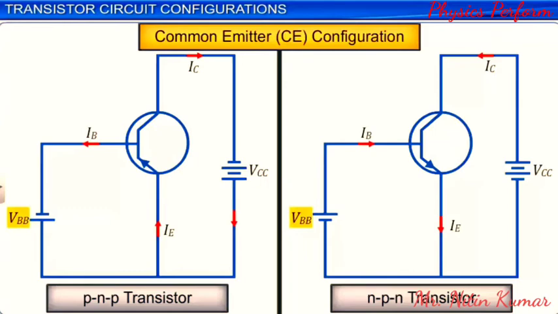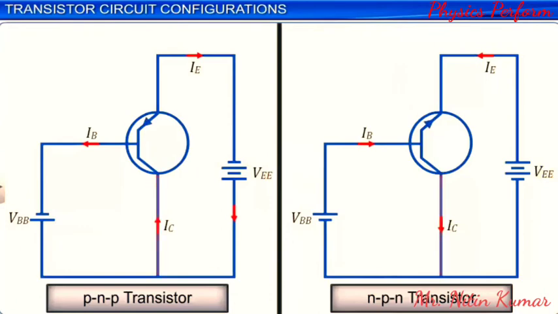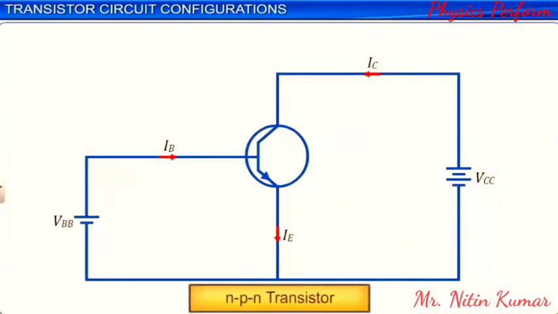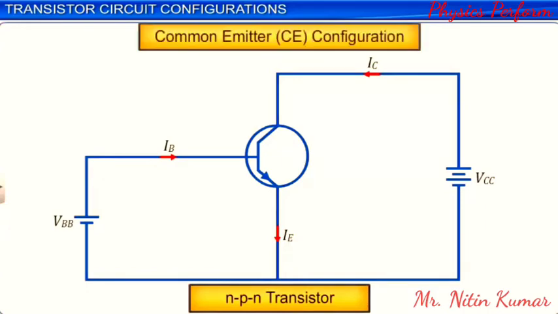When the collector of a transistor is common to the input and output, the transistor is said to be in the common collector configuration. In this case, the input voltage is represented as VBB and the output voltage is represented as VEE. Since the NPN silicon transistor is the most commonly used transistor and the common emitter configuration is the most commonly used circuit configuration, let us study the input and output characteristics of an NPN transistor in the common emitter configuration.